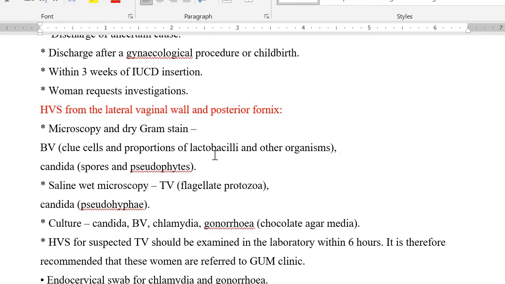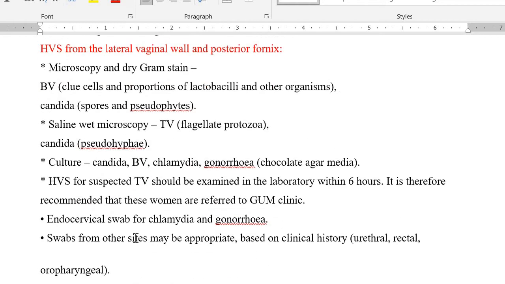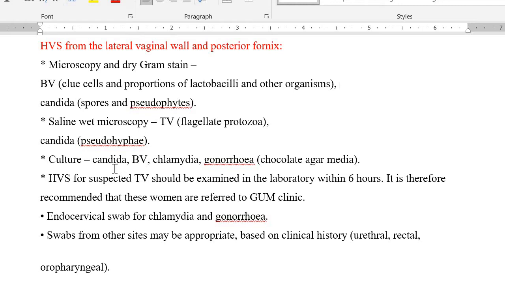As we go to the specific topics, I will show you more slides. Don't worry. So we have taken the discharge. We will make the wet mount, and then we will do the microscopy. On the microscope, if we can see flagellate protozoa, then we will say that this is Trichomonas vaginalis. If there is Candida, then we are going to see the pseudohyphae, like the branching pattern of a cactus. After that, we can do the culture.